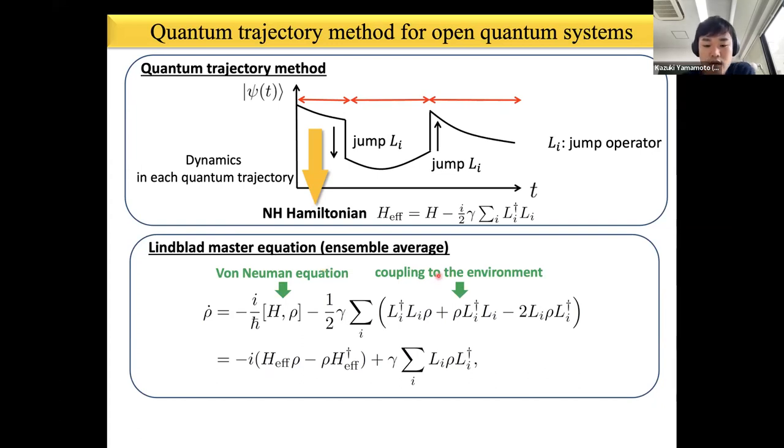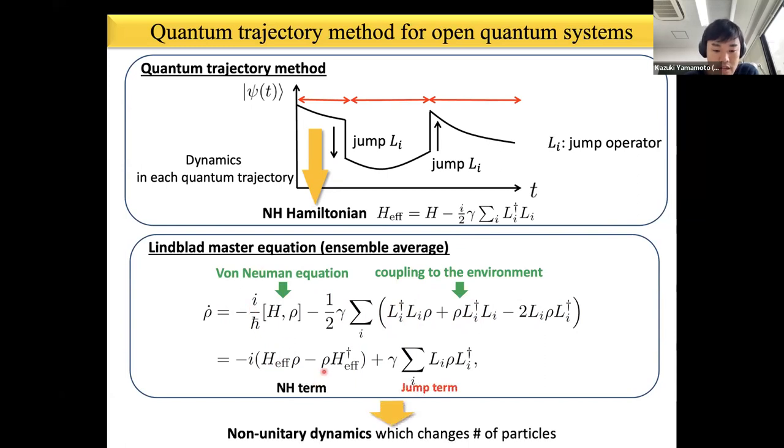the famous equation to describe open quantum systems. The first term is the von Neumann equation, which describes the Hamiltonian evolution. The second term is the coupling to the environment. Then we can combine these two terms into the Hamiltonian and obtain the non-Hermitian term and the jump term. These types of evolution describe the quantum trajectories. As a result of this Lindblad master equation, the system follows non-unitary dynamics, which can change the number of particles.